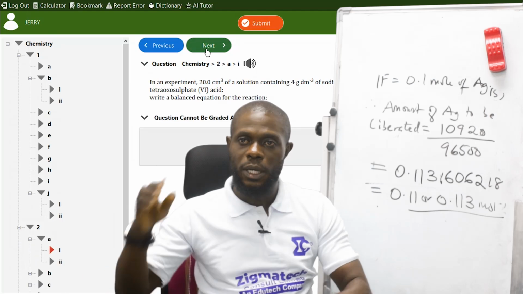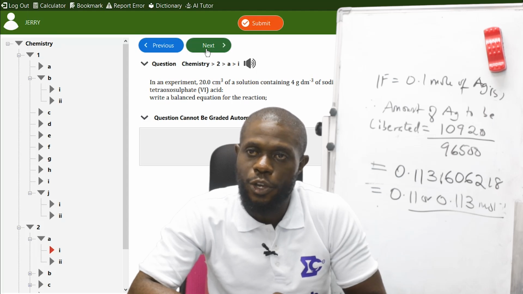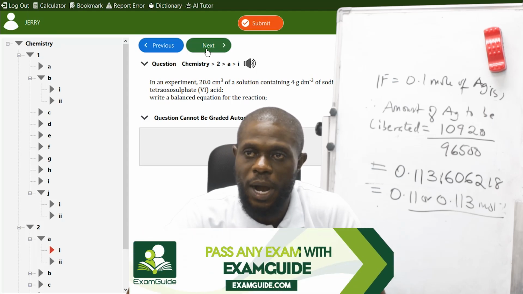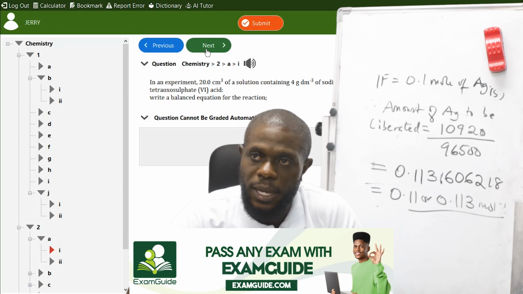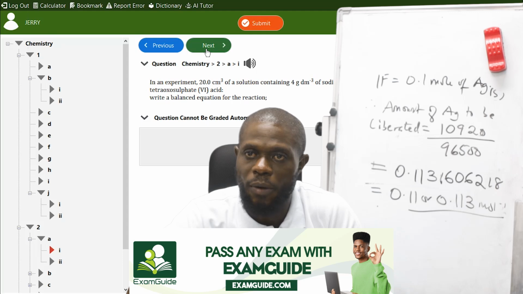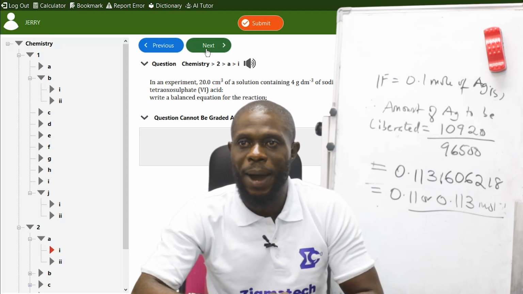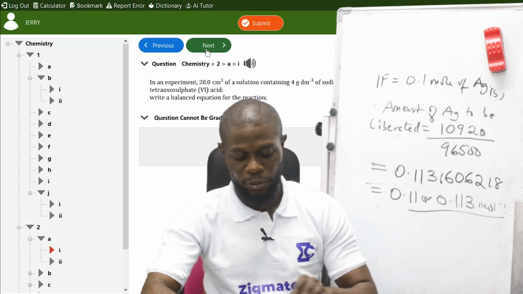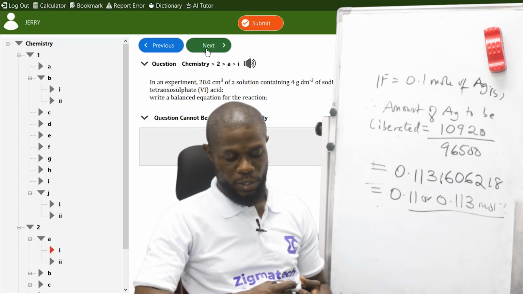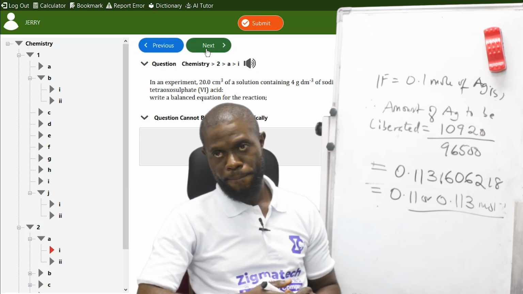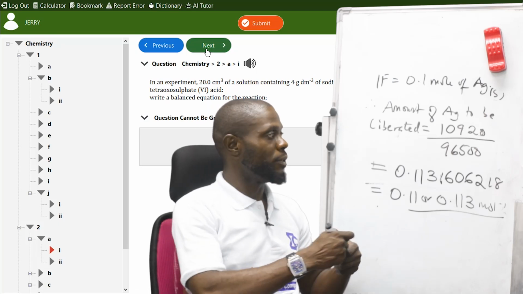The next question says, in an experiment, 20 cm³ of a solution containing 4 g/dm³ of sodium hydroxide was neutralized by 8 cm³ of dilute tetraoxosulfate(VI) acid. Write a balanced equation for the reaction.